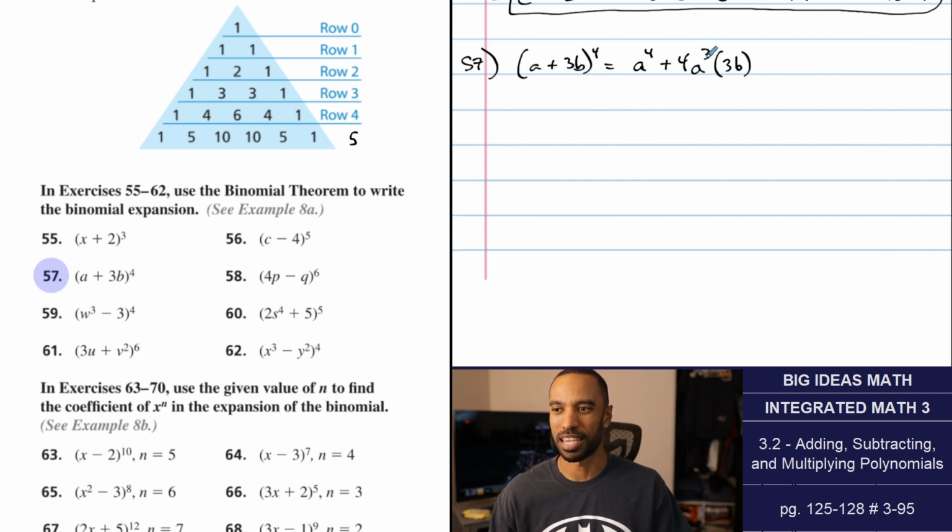Anyway, 3b is the second term. This is to the first power. I'm using 14641 on this one. 14641. And these a's are going down.